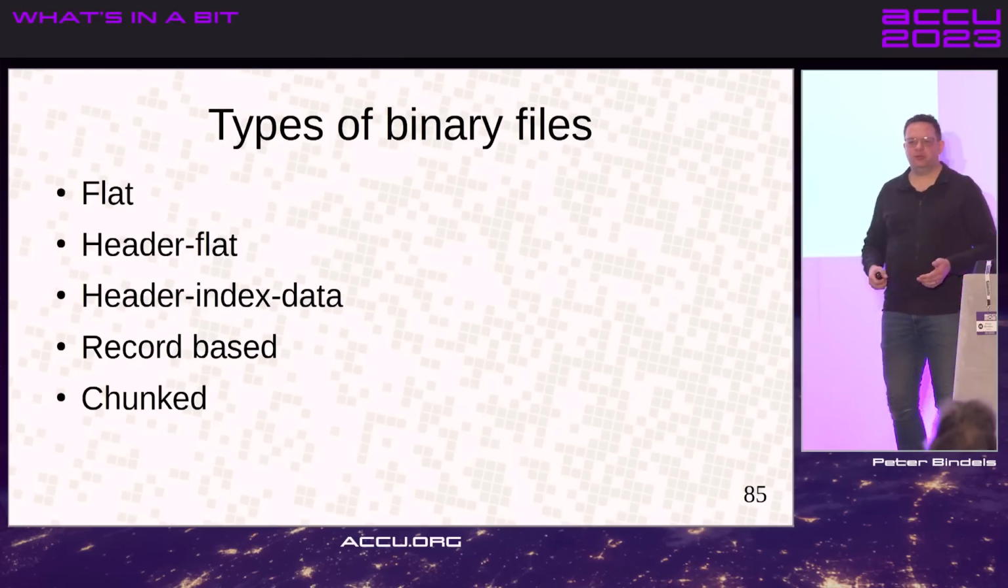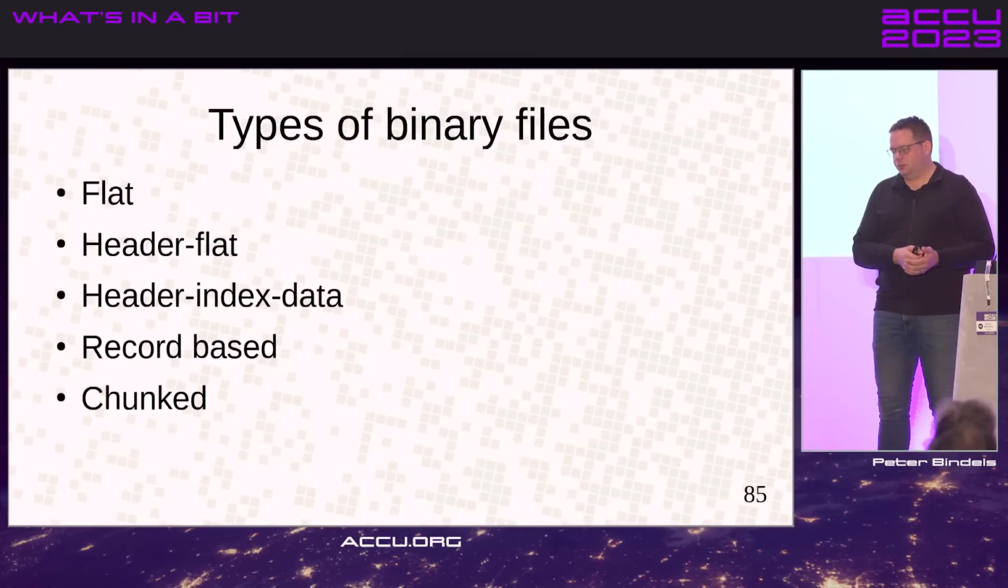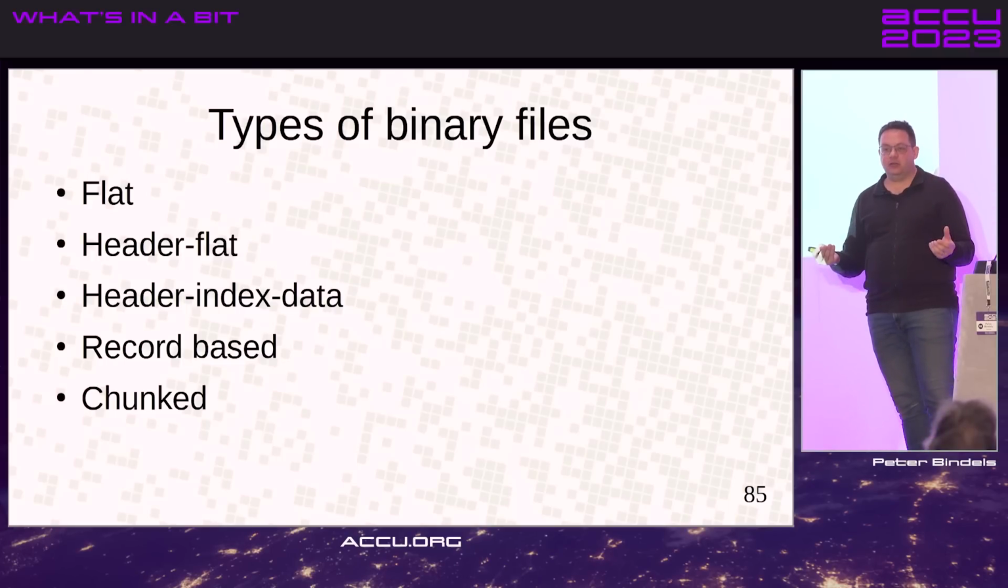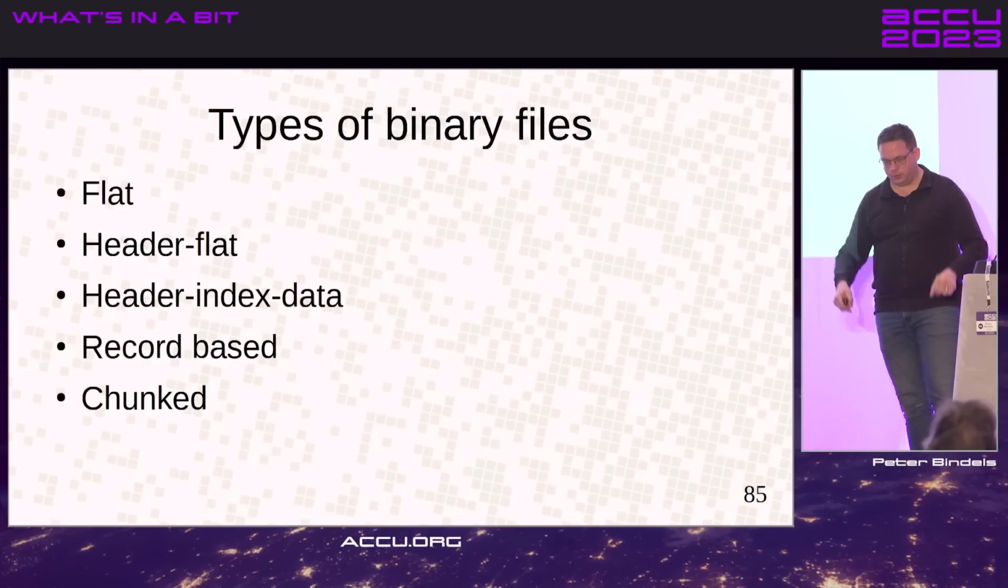So what kind of binary files do we have? Well, to start with, we have a flat file. And a flat file is, as it says, it just has a dump of data. There's no structure to it. There's no higher level indication to say what kind of data it is. It's just take the data you have, put it in a file, no indication what it's supposed to be.